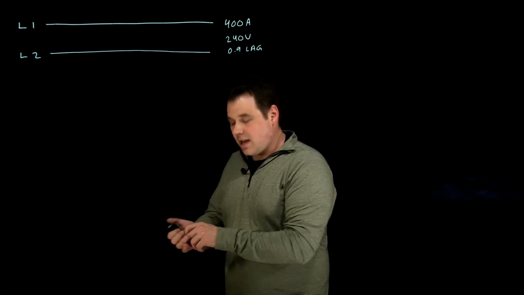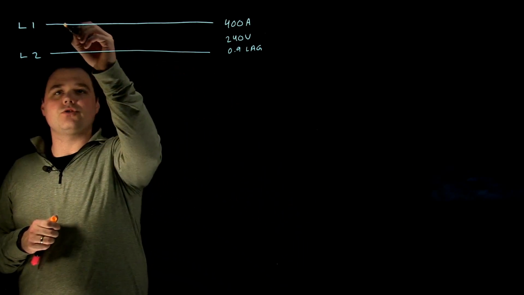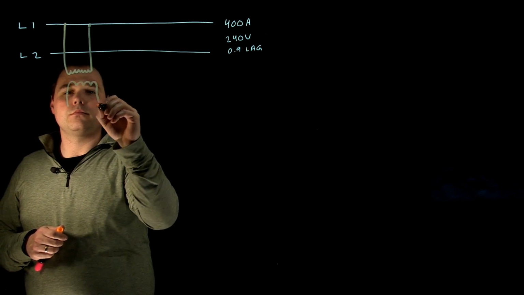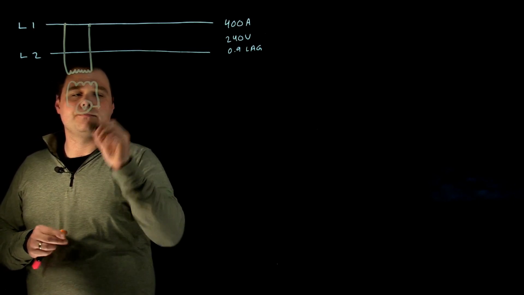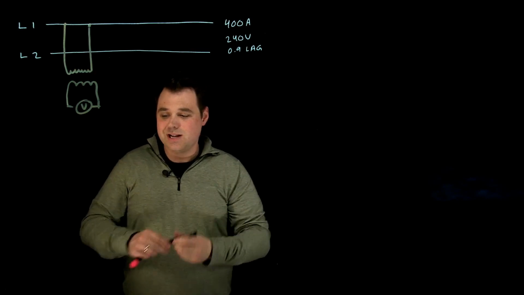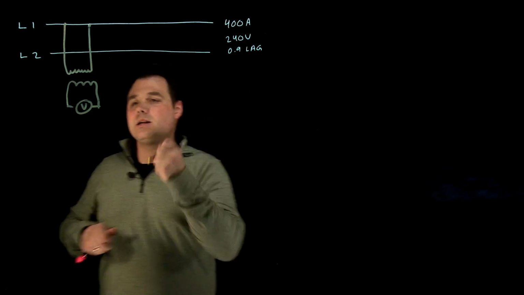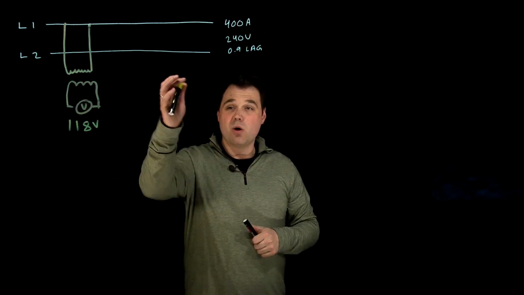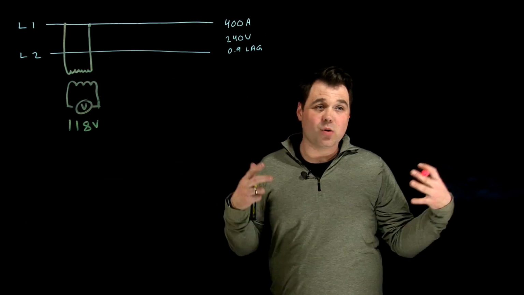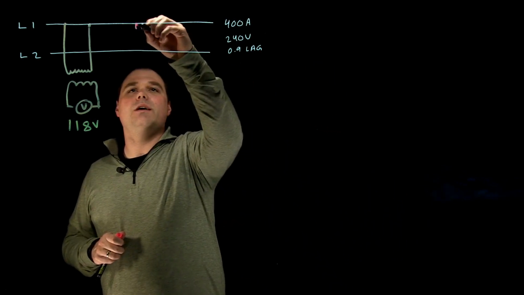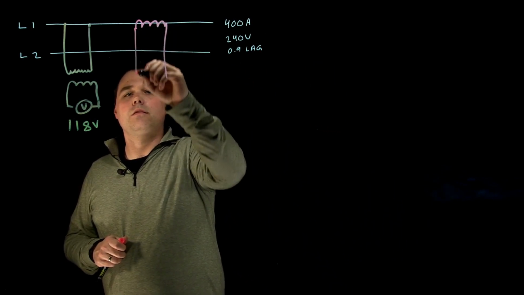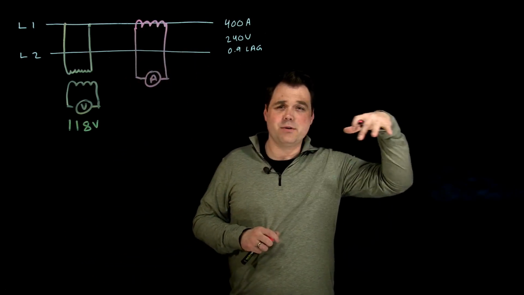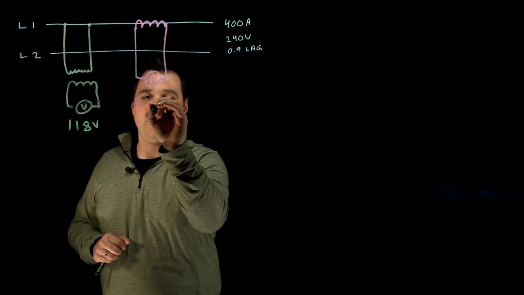So let's say on here we get a PT, or a potential transformer. Right? And let's say this potential transformer is currently reading 118 volts. Awesome. We also have a current transformer, or a CT, and let's say our CT is currently reading 3.92 amps.